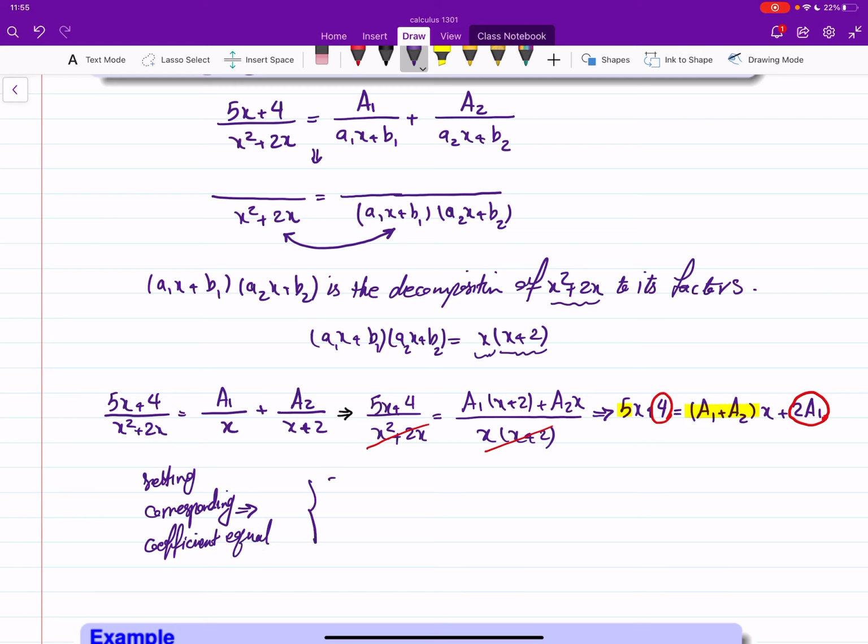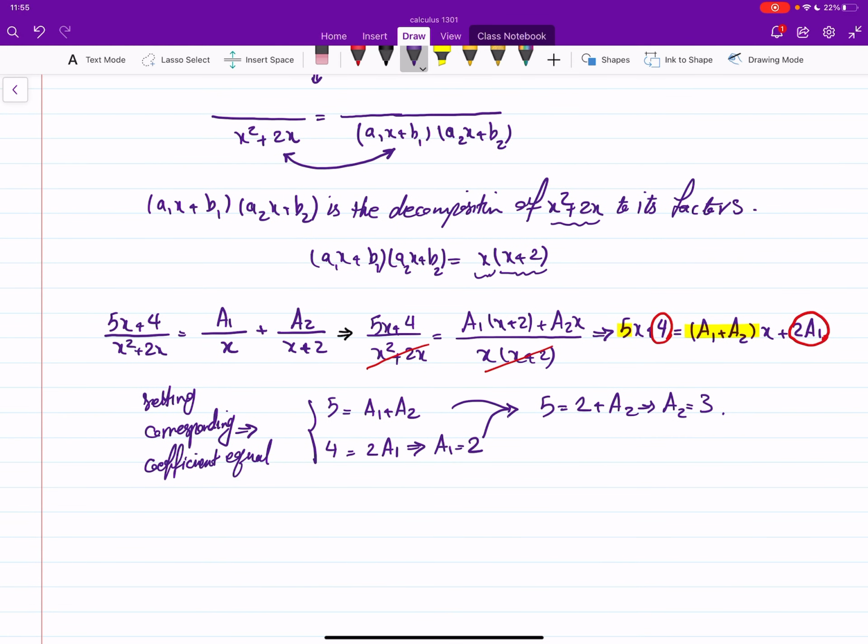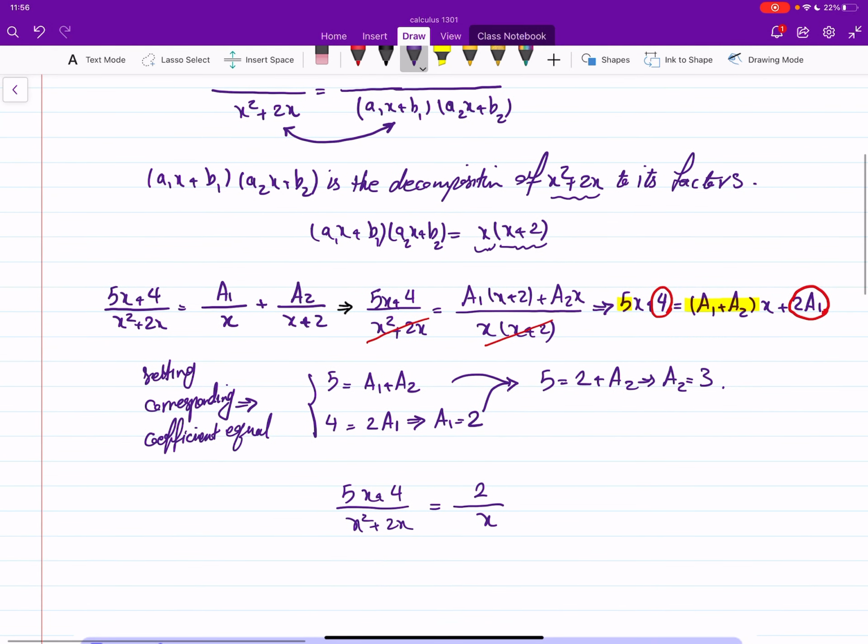We find that 5 must be equal to a1 plus a2, and 4 must be equal to 2a1. We find a set of equations for a1 and a2. Well, I can solve the second one and find a1, then plug it into the first, so it will be 5 equals 2 plus a2. From there, we see that a2 must be equal to 3. We have found not only the denominators, but also the numerators of the partial fractions. This guy, 5x plus 4 over x squared plus 2x, must be equal to 2 over x, yes, a1 over x, plus a2, which is 3 over x plus 2.